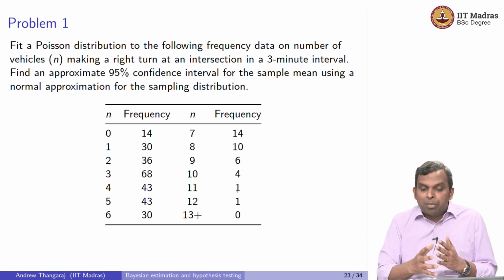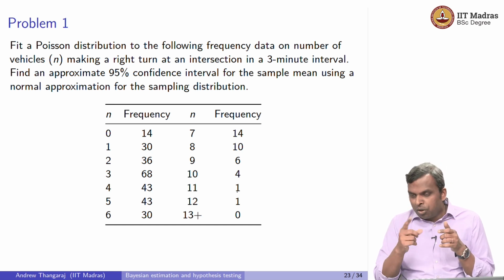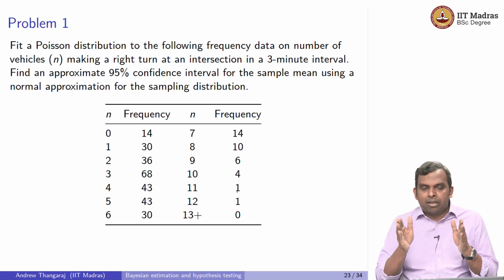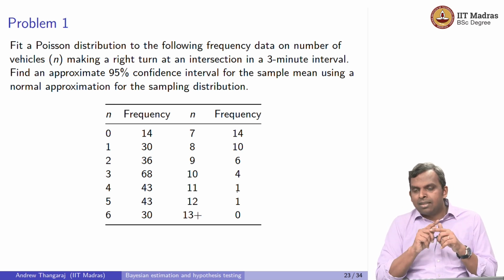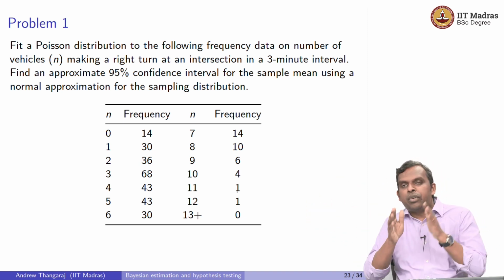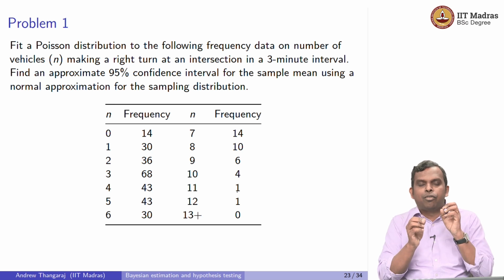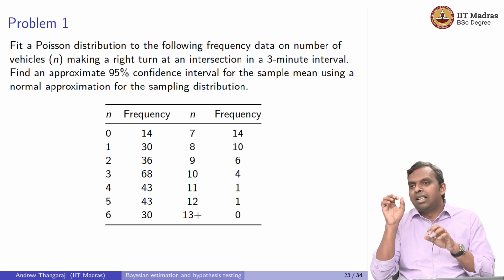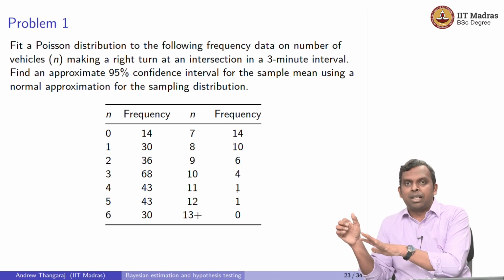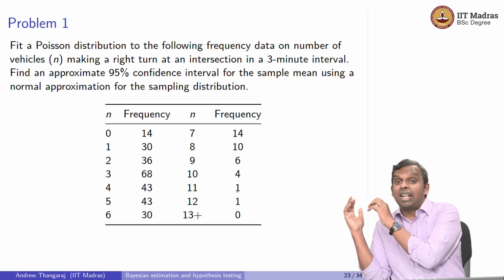Okay, so what have people done here? They've gone to an intersection and they've counted the number of vehicles making a right turn over a 3-minute interval. Every 3 minutes, how many vehicles made a right turn? Now we repeat it over different 3-minute intervals. Every 3-minute interval you get a number. For the first 3 minutes, maybe 5 vehicles made that turn. In the next 3 minutes, maybe no vehicle made that turn. In the next 3 minutes, maybe 2 vehicles, and in the next, maybe 10 vehicles.